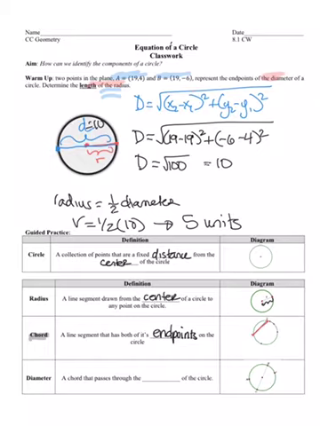And a diameter is a chord that passes through the center of a circle. So a diameter is technically a chord, but it passes through the center of a circle. Okay?